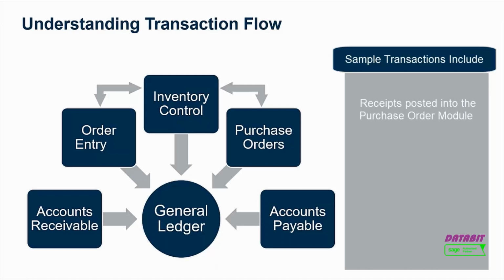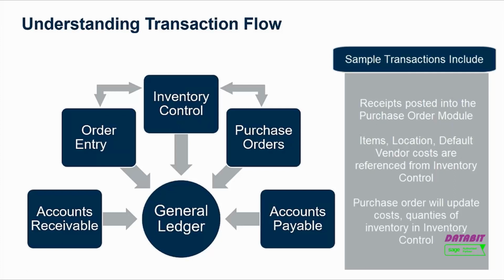Let's have a look at what happens when you process a receipt in the purchase orders program. The purchase order module will look at the inventory control to look for the appropriate vendor cost, inventory, and location where the items are being received.